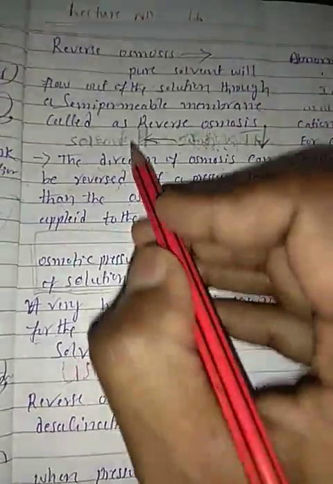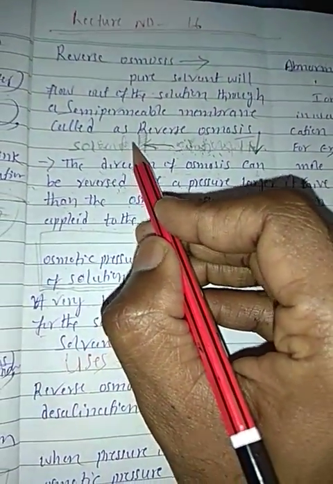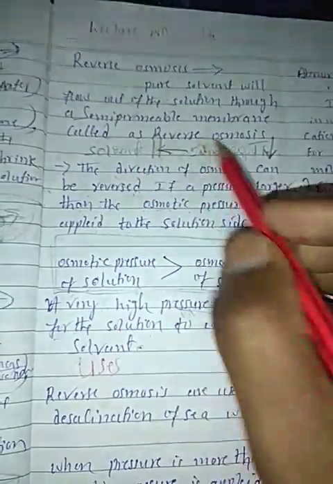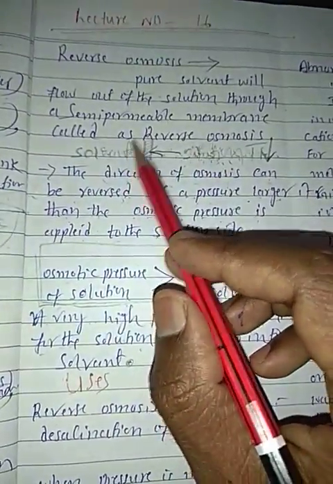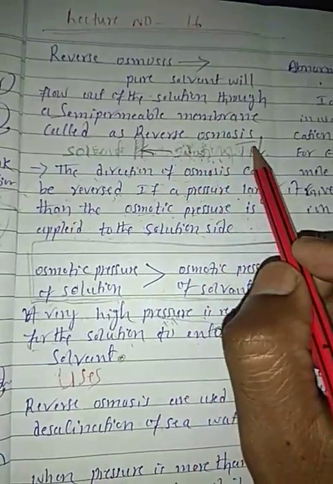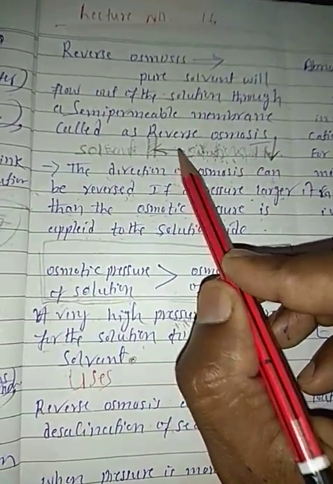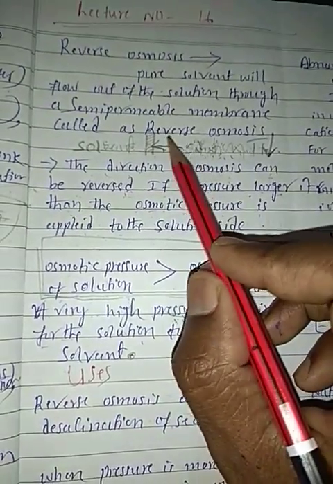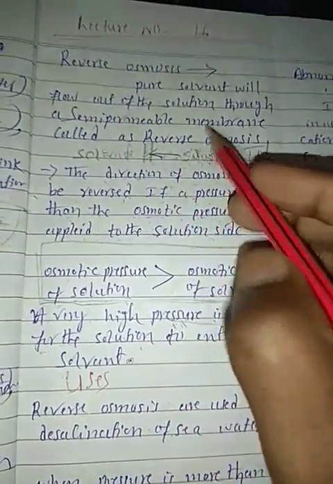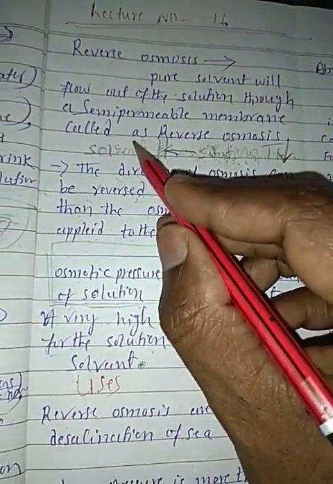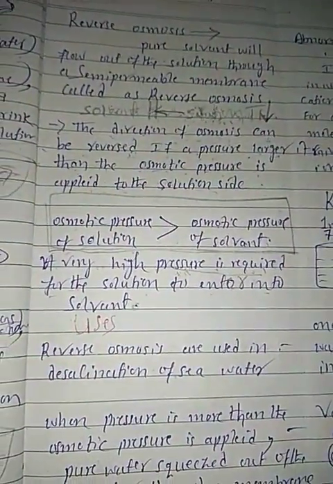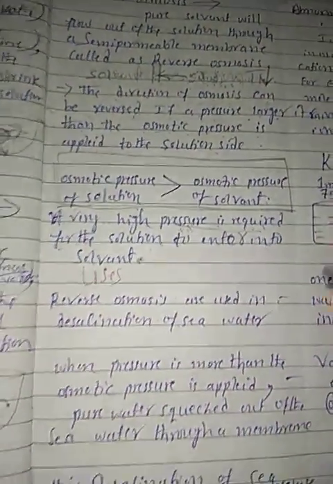Whatever pressure the solvent particles apply, x bar, entering into the solution, the solution applies 2x bar of pressure from its side. So that's why solvent particles from the solution enter into the solvent. Understood, friends? Let's see.